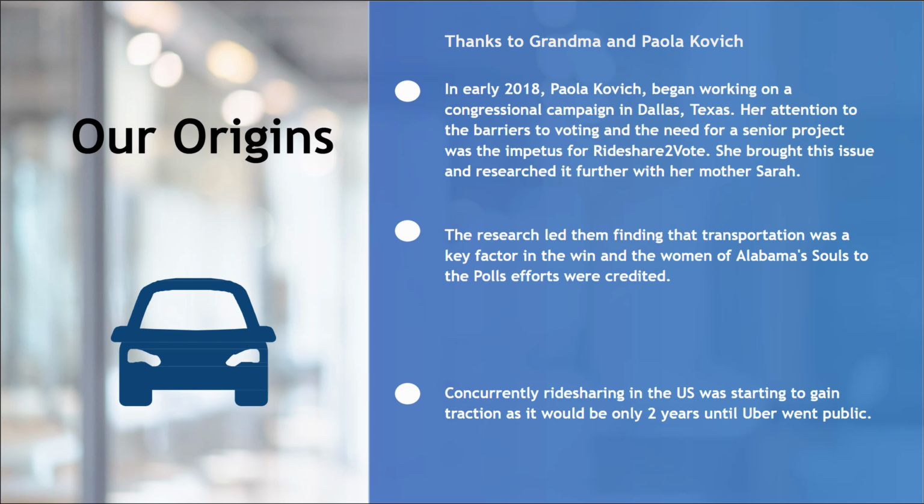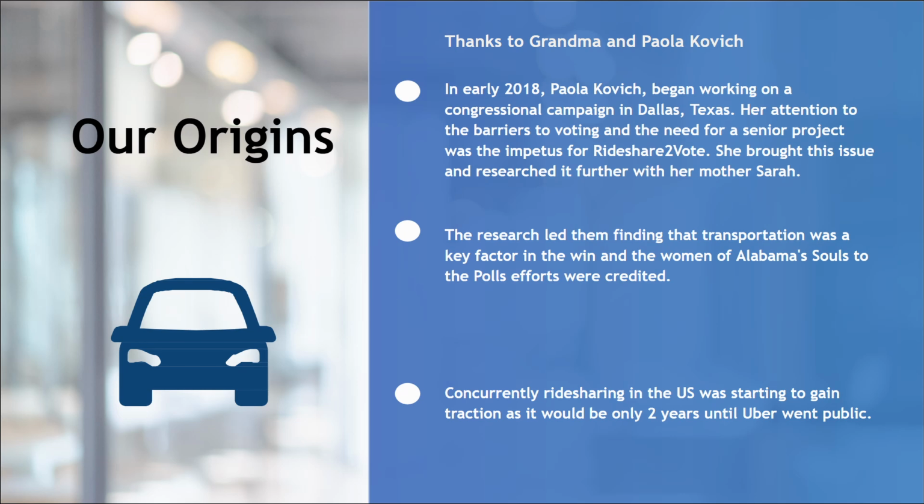And together, their research revealed that transportation played a crucial role in Doug Jones's Senate win, with Alabama's Souls to the Polls. They were afforded a lot of the credit. They were credited with that Senate win. At the same time, ride sharing in the United States was really gaining momentum. This was just 2 years before Uber went public. And we really have thrown ourselves into the effort since then.